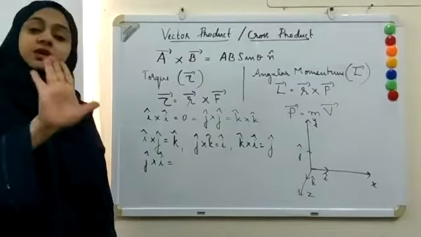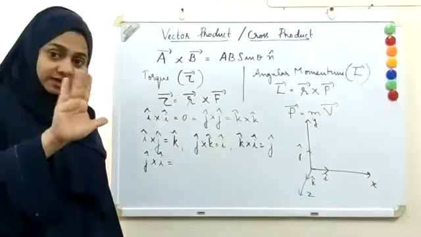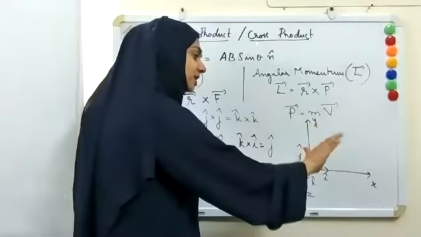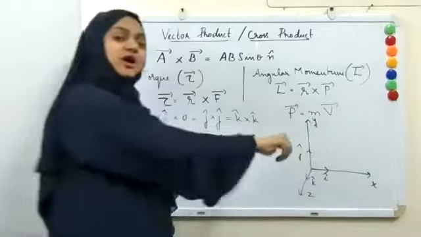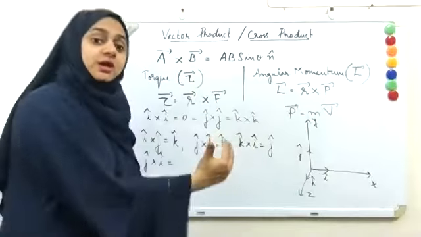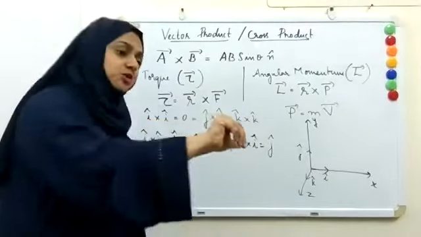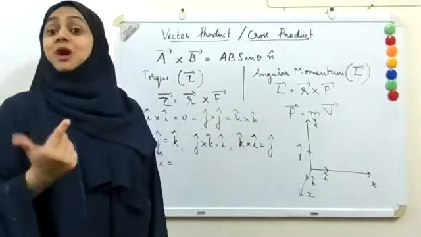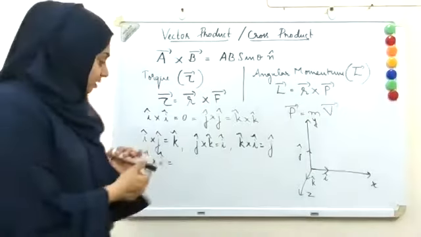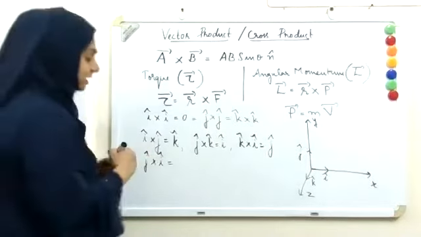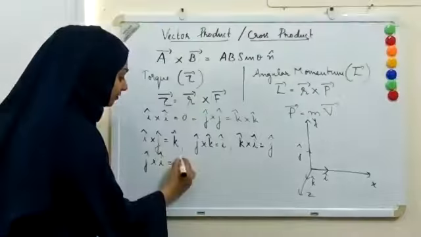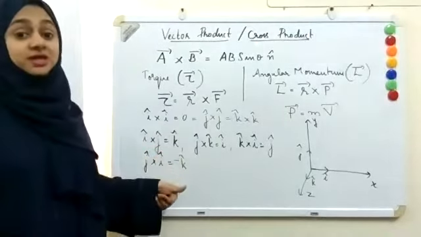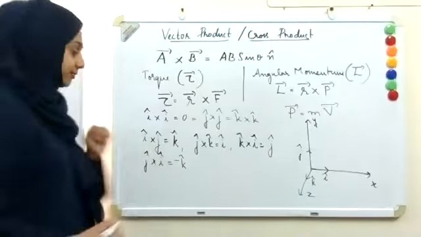So I have to take my fingers in the direction of j and curl it towards X. See, my thumb is pointing into the whiteboard. Out of the whiteboard is Z. So into the whiteboard is minus Z. So it's minus k, not k. So j cross i is minus k. Remember, A cross B is not equal to B cross A. It's minus, so it's negative of k.